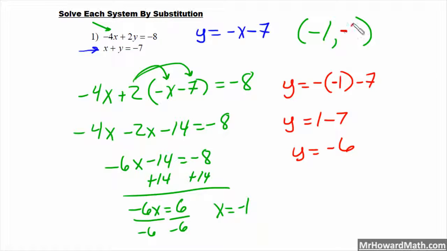So that means the solution to that system is -1, -6. It's the ordered pair -1, -6. These two lines cross at an ordered pair of -1, -6. Alright, now for example 2 here, we have the equations 4x plus 3y equals -6 and -4x plus y equals -2. Again, we're solving these linear systems by substitution.